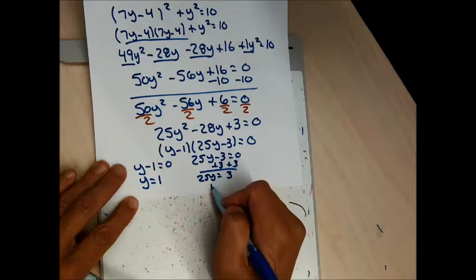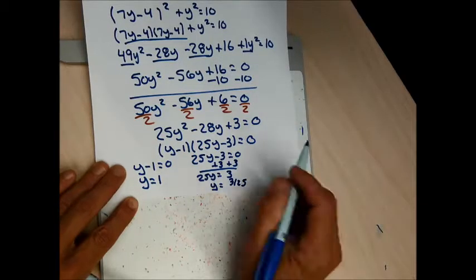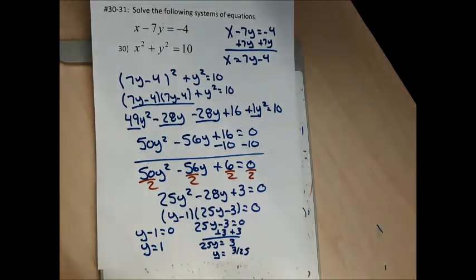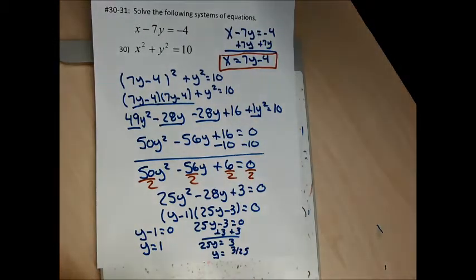And then you divide by 25 and get y equal to 3 over 25. So I have two answers for y's. Each y needs an x, and I'm going to use my calculator if I need to. So each y needs to be paired with an x.